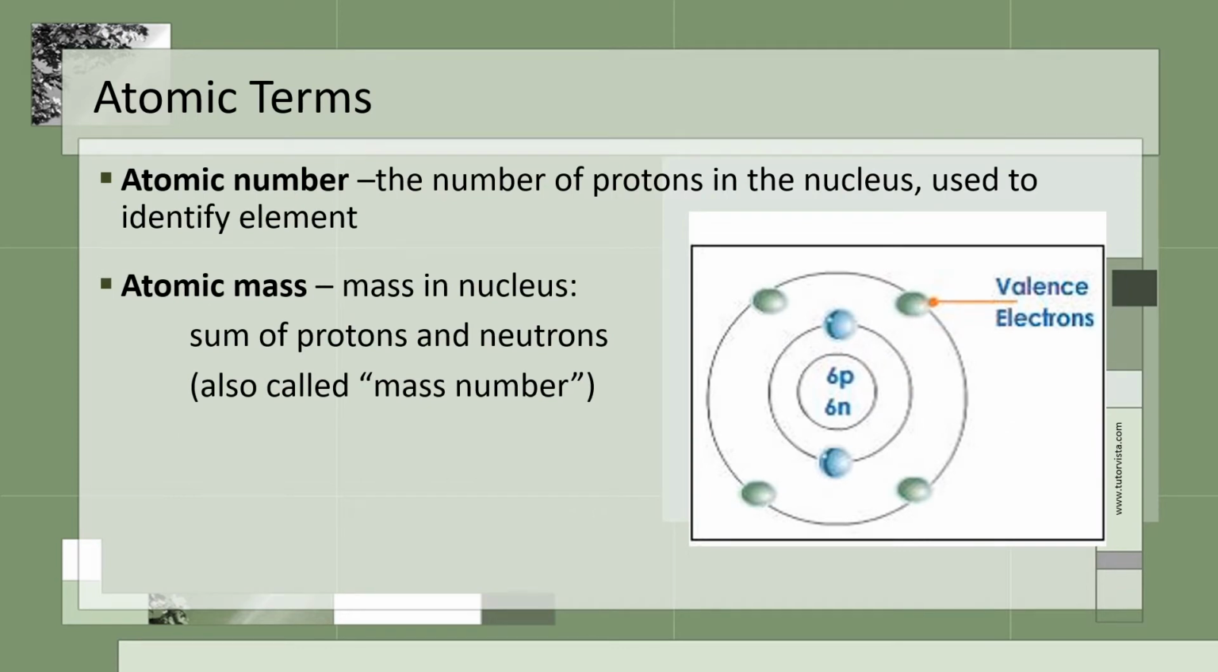2 terms to keep clear. The atomic number is the number of protons in an atom's nucleus. This was the one used to identify an atom. The atomic mass, also referred to as mass number, is the mass in the nucleus. The only 2 particles in an atom that have any mass, protons and neutrons, are both found in the nucleus, so all the mass is found in the nucleus.